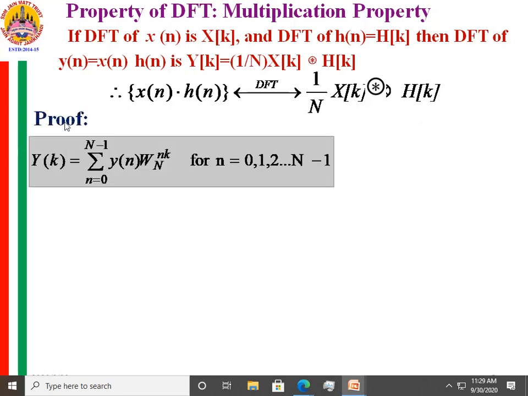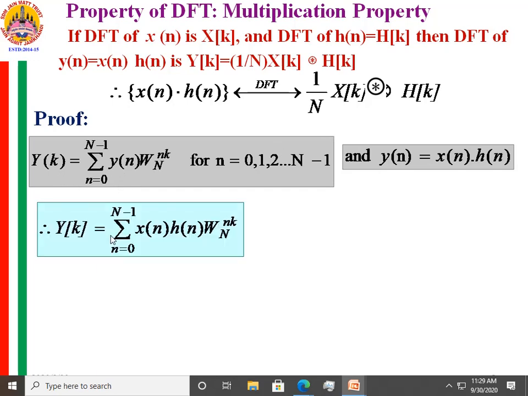Now to prove this property, let us start with the definition of DFT. The DFT of y[n], that is Y[k], is equal to summation n from 0 to capital N minus 1 y[n] into W_N raised to nk, where n takes on the values from 0 to N minus 1. Now what is y[n]? y[n] is x[n] into h[n]. Now let me replace this y[n] with x[n] into h[n] in this expression of DFT. Therefore, Y[k] is equal to summation n from 0 to capital N minus 1 x[n] into h[n] into W_N raised to nk.